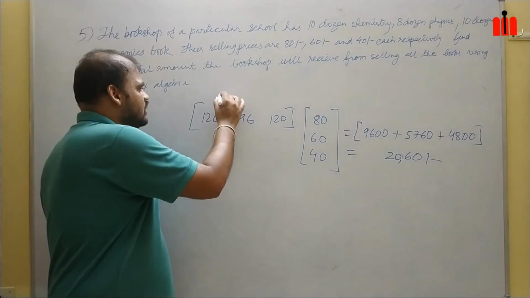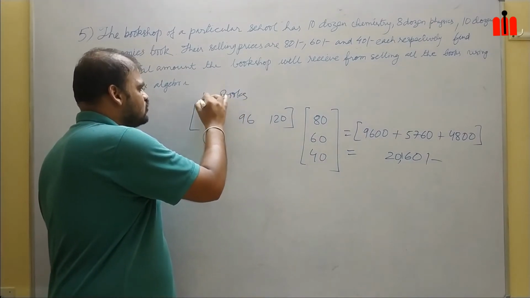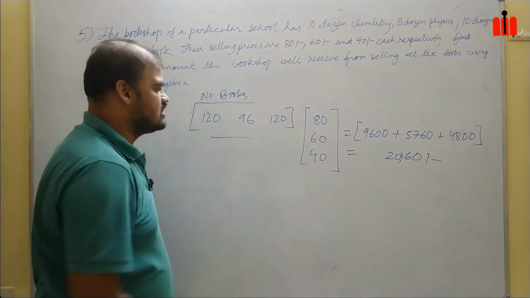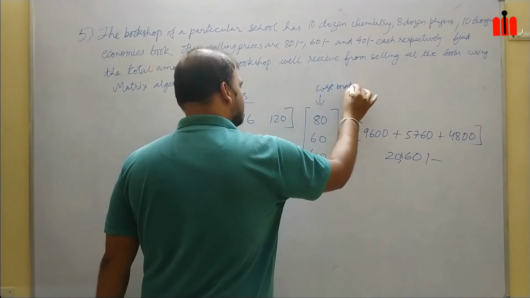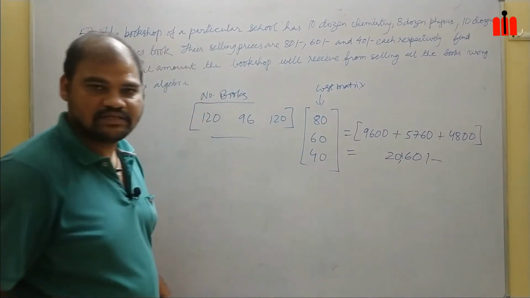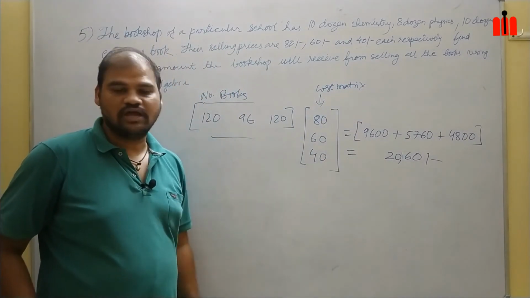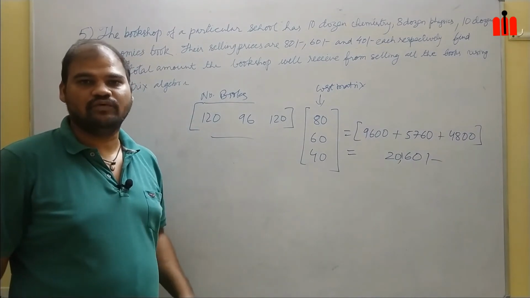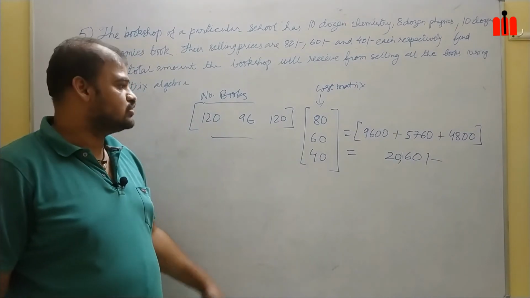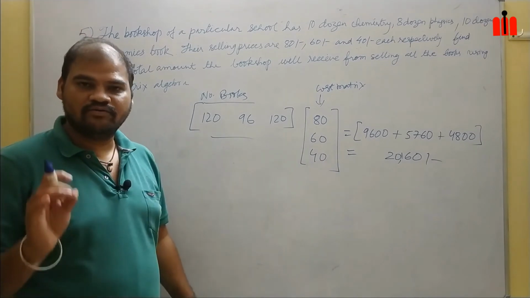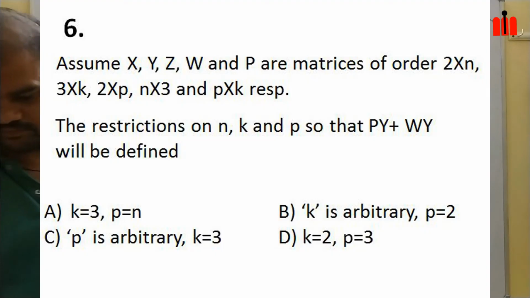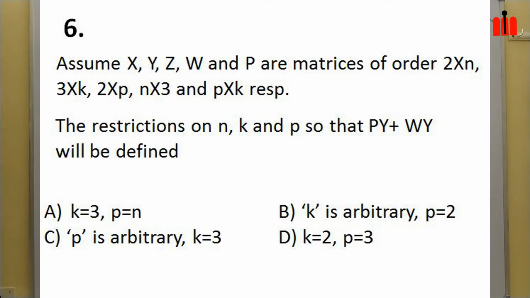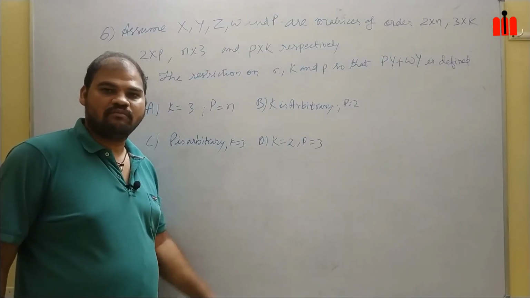Okay. So this is my number of books matrix, which is the row matrix, and this is my cost matrix or the price matrix, which is my column matrix. If I multiply these two, I will get how much amount the bookshop will get. Okay. So this completes problem number 5. Let's move on to problem number 6.